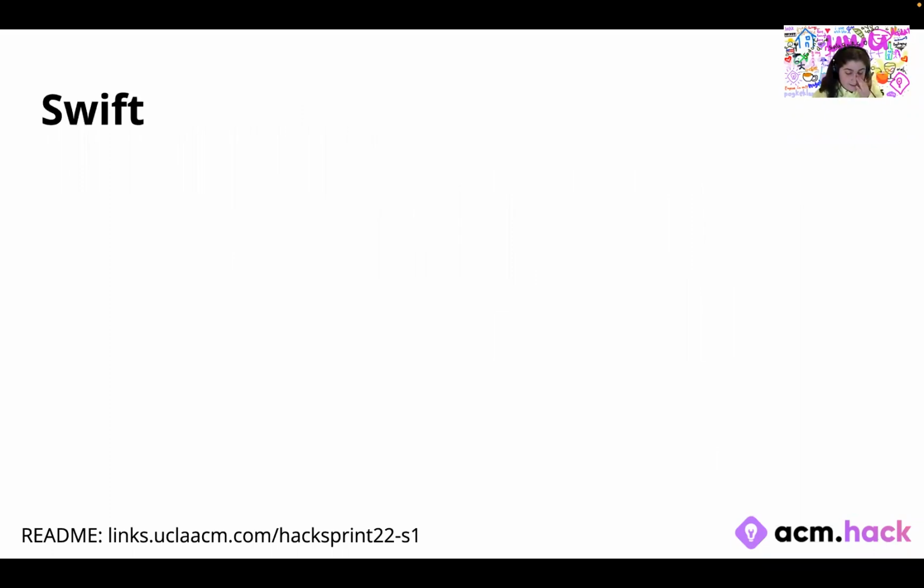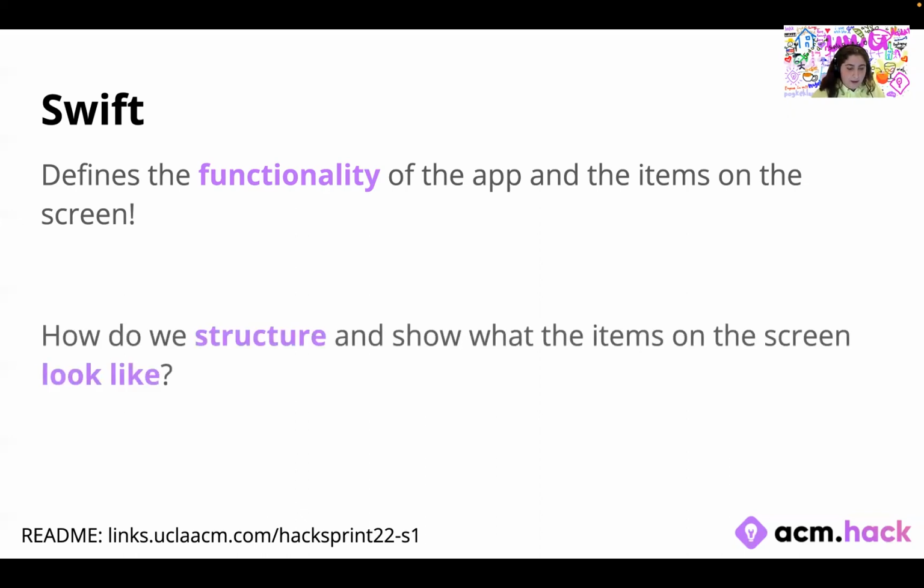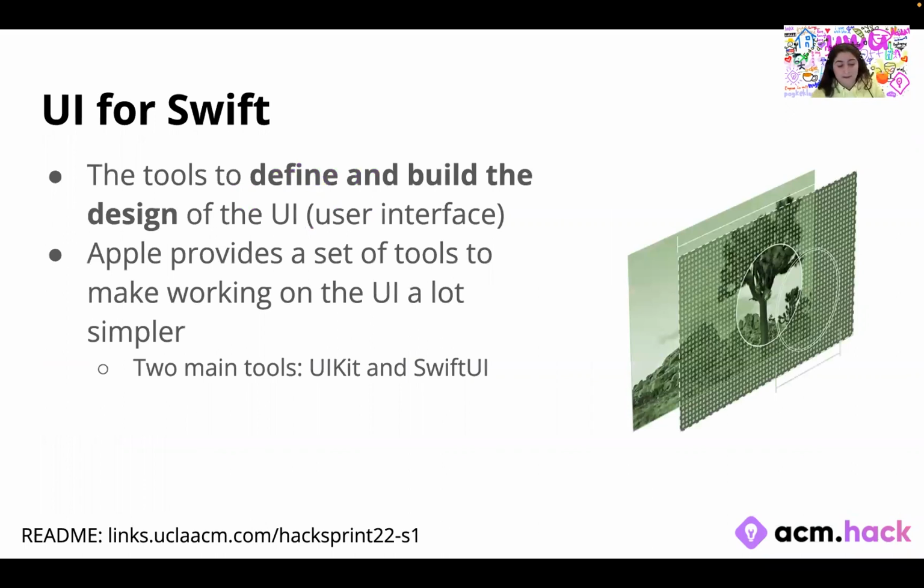So let's talk a little bit more about what Swift actually does. Swift defines the functionality of the app and the items that are on the screen. But how would we structure and show what the items on the screen look like? Well, this is where UI comes in. The UI tools for Swift are provided by Apple. There are tools that help us define and build the design of the user interface for the app.